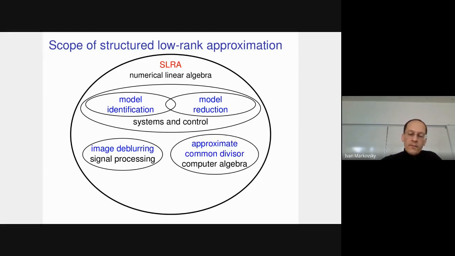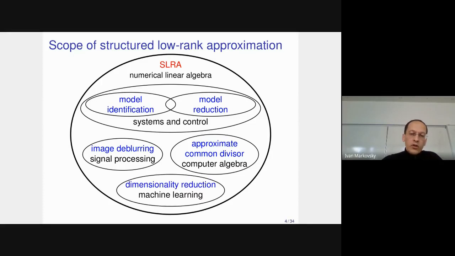Yet another area of applications is in computer algebra. I worked in particular on the problem of approximate common divisor, which is a theoretical problem, but also it has some interesting applications. And finally, a huge area of applications is machine learning. It goes with the generic name of dimensionality reduction. So here we have a spectrum of large-scale, nonlinear, all kinds of complications of the original low-rank approximation problem.